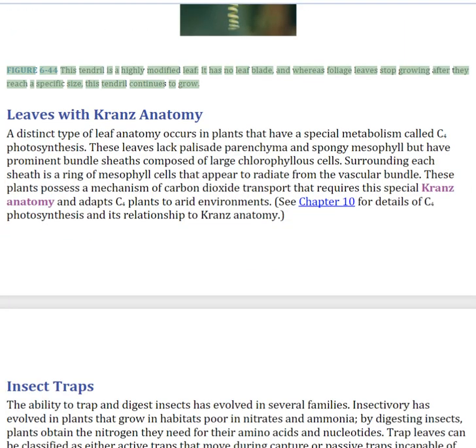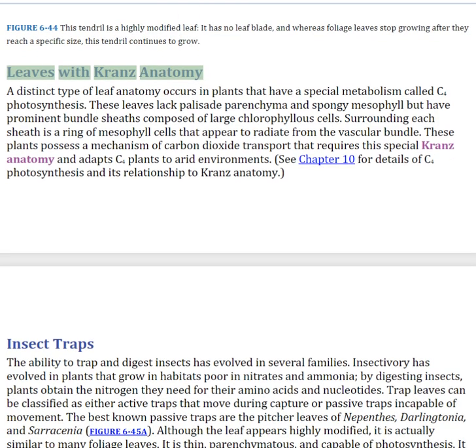Figure 644. This tendril is a highly modified leaf. It has no leaf blade, and whereas foliage leaves stop growing after they reach a specific size, this tendril continues to grow.